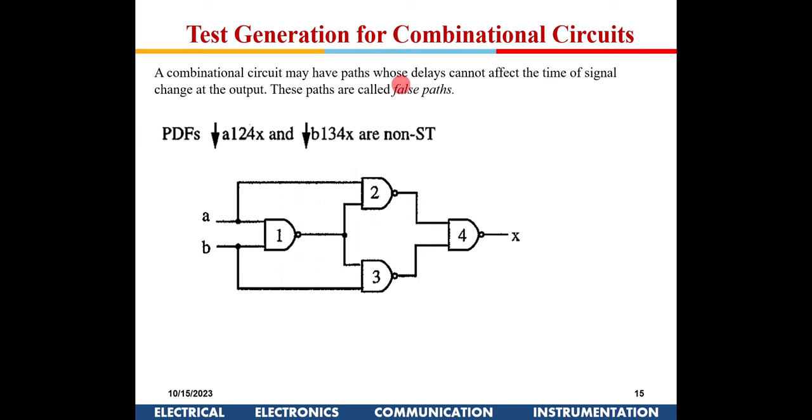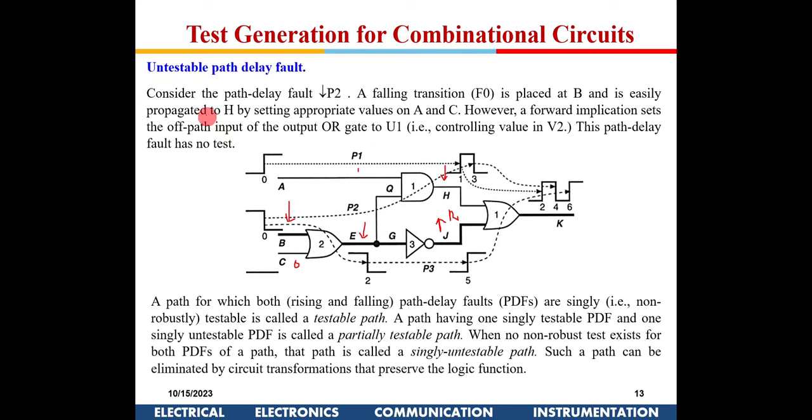There may be combinational circuits whose delays cannot affect the timing of the signal. These are known as false paths. False path means this particular path again. This is the same thing, a false path, an untestable path.